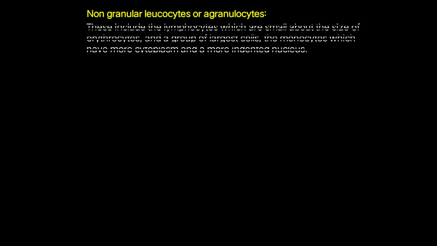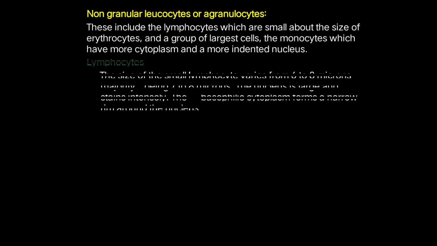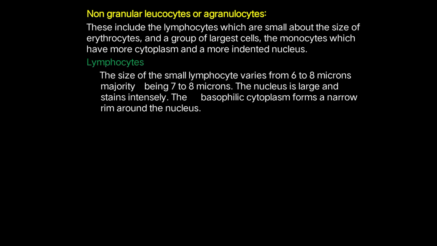Now the next, non-granular leukocytes or agranulocytes. These include the lymphocytes, which are small, about the size of the erythrocytes, and are a group of the largest cells, and the monocytes which have more cytoplasm and a more indented nucleus. First is the lymphocytes. The size of the small lymphocyte varies from 6 to 8 micron, majority being 7 to 8 micron. The nucleus is large, stained intensely, and the basophilic cytoplasm forms a narrow rim around the nucleus.